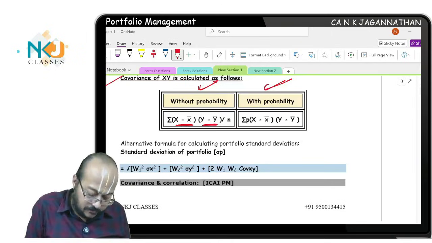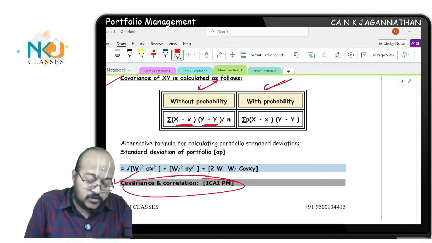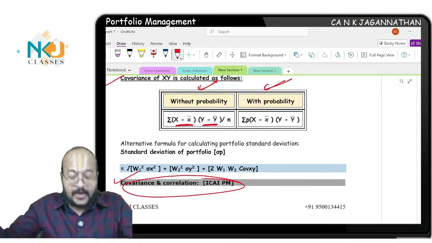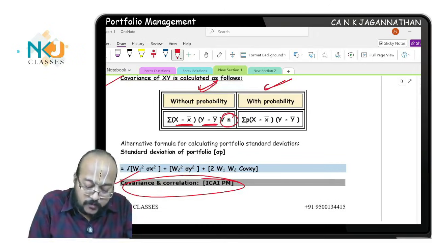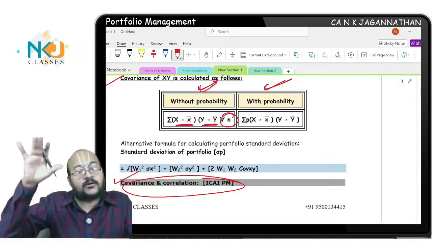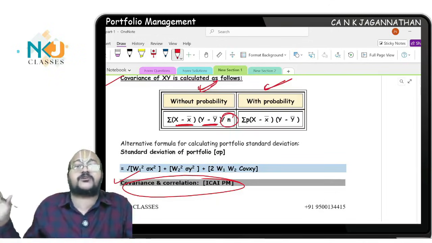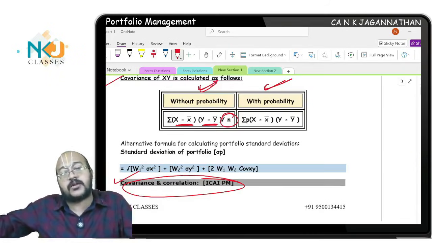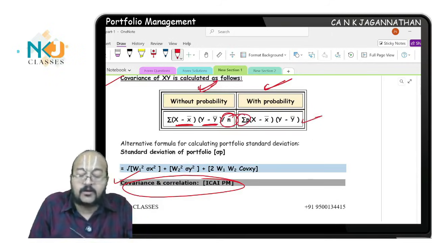This is an ICAI Institute module practice question. While doing the question, everything will be clear. See, summation of x minus x bar into y minus y bar divided by n, you do when there is no probability given. Simple average. When there is probability given, what do you do? X minus x bar into y minus y bar will be there, you have to add it, but after multiplying the respective probability, which means probability into x minus x bar into y minus y bar, the total of it, summation, you will get the covariance.